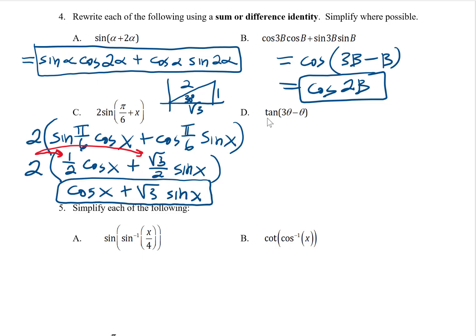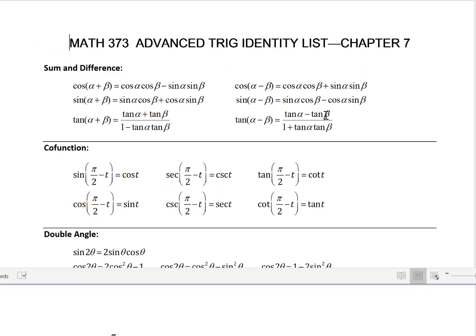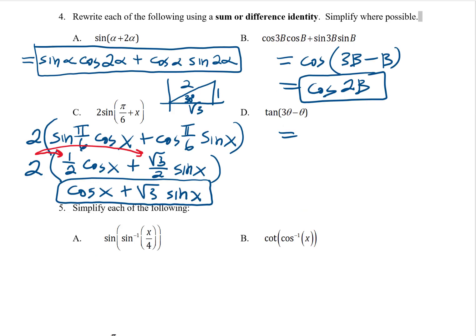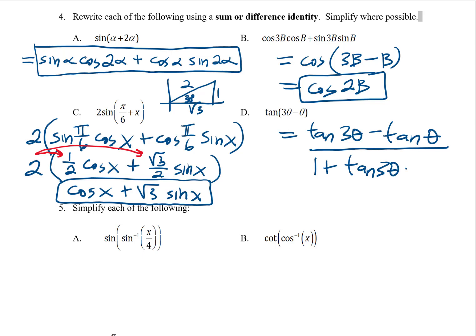Part D, tangent of 3 theta minus theta. So I need the difference identity for tangent. And here it is, tangent of alpha minus beta: tangent alpha minus tangent beta over 1 plus tangent alpha times tangent beta. And so let's fill that in. Tangent first minus tangent second over 1 plus tangent first times tangent second.